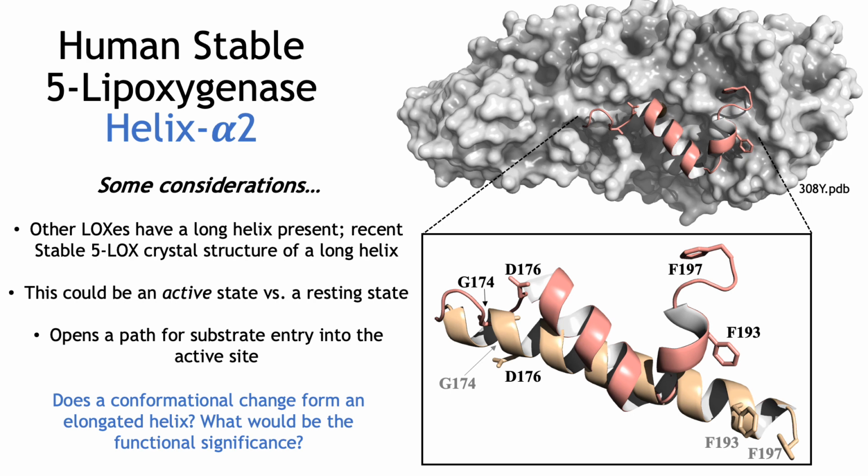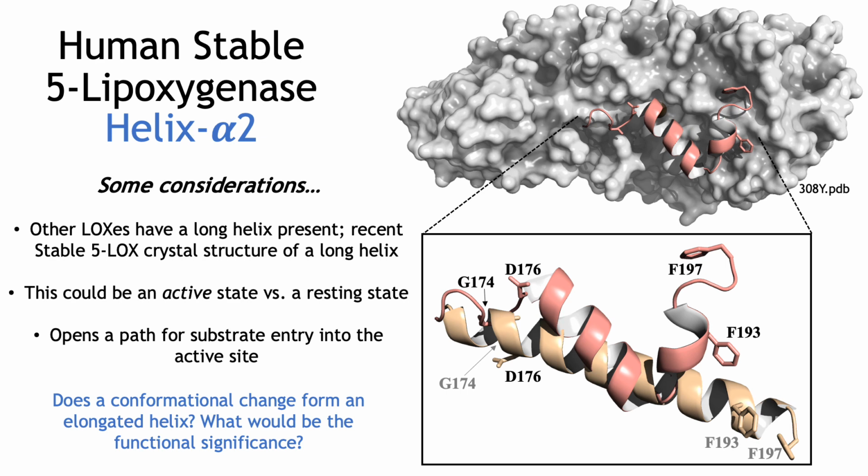The global structure is the published structure for stable 5-LOX with helix alpha 2 emphasized in pink. And then in the box you see the broken helix overlaid with a gold helix with an alternate conformation for these residues. This alternate structure gave us the idea that 5-LOX may exist in an active state and a resting state, having access to the elongated helix that is seen in other LOXes when in an active state.